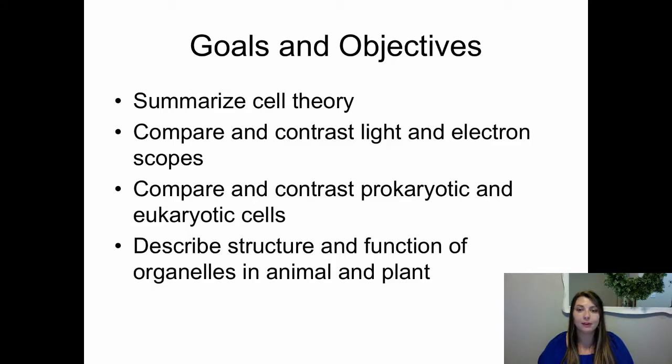Okay, so today we're going to be talking about the cell. Our goals and objectives are to summarize the cell theory, to compare and contrast light and electron microscopes, to compare and contrast prokaryotic and eukaryotic cells, and to describe the structure and function of organelles in animal and plant cells.